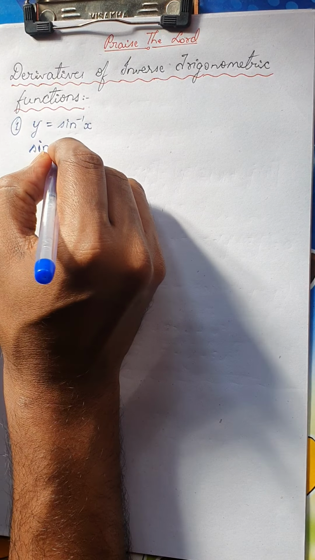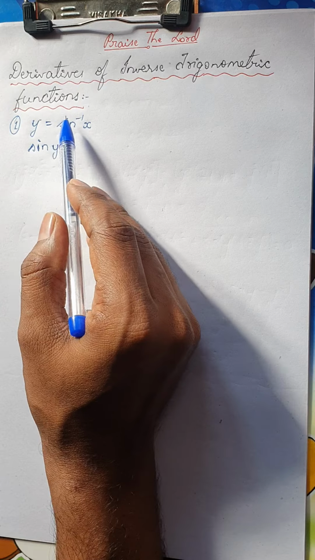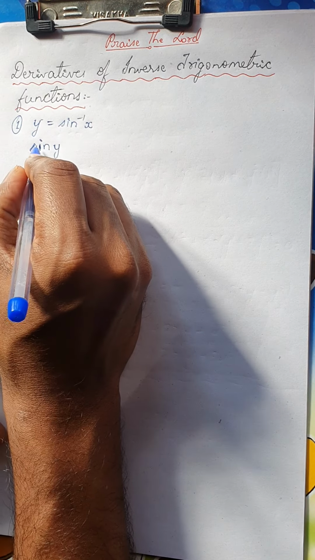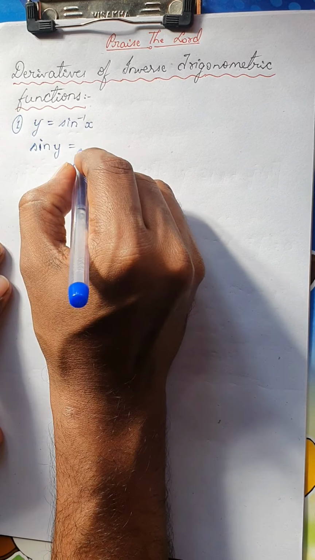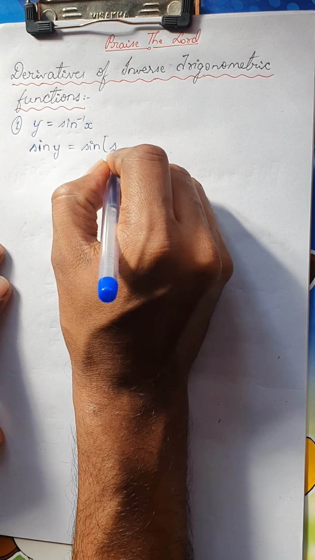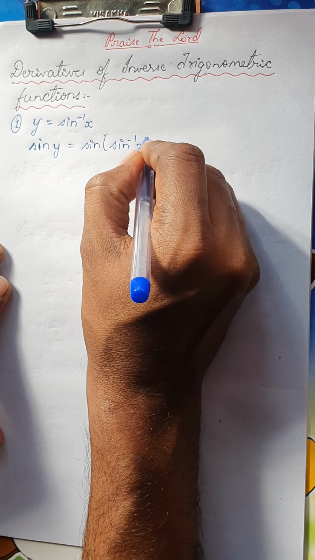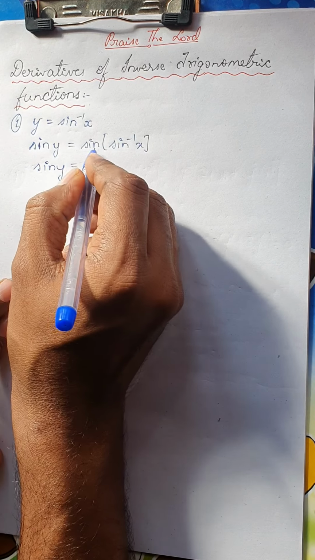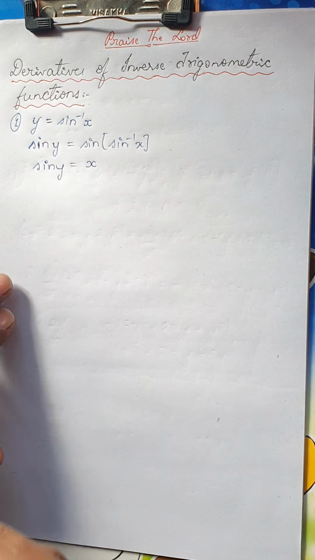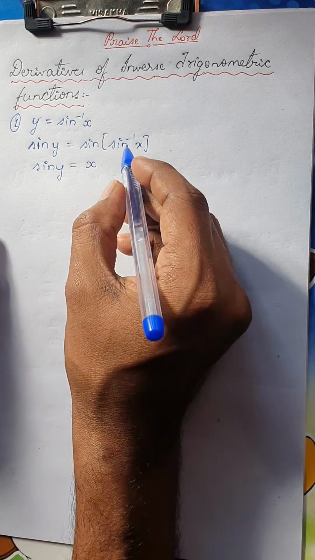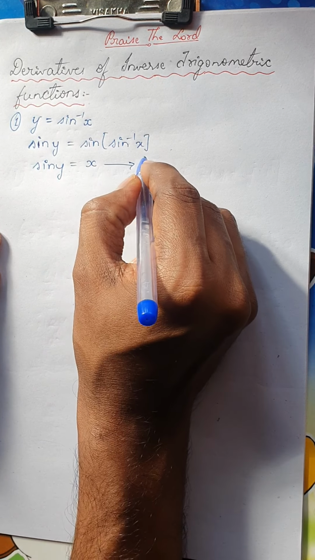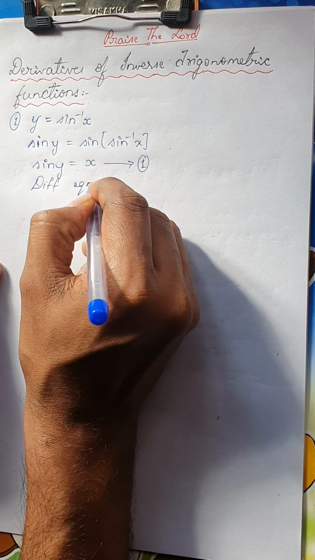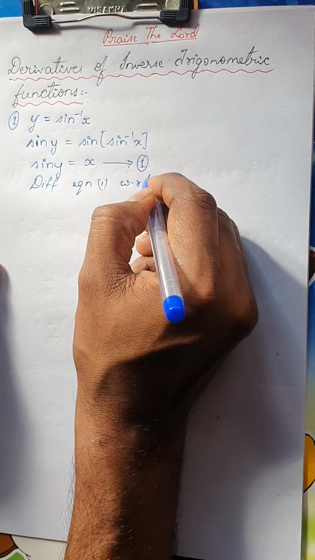I have explained this in the concept of inverse trigonometric functions. We have seen this topic in inverse trigonometric functions, that is in the second chapter. So apply sine on both sides. I will get sine y is nothing but sine of sine inverse x. Sine and sine inverse will be nullified because they are inverse functions. So I get sine y is equal to x. Let me take it as equation 1.